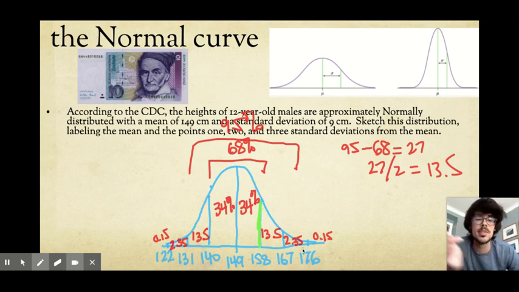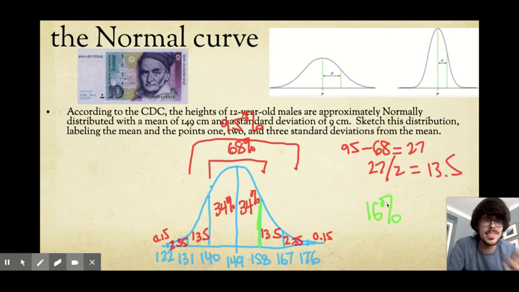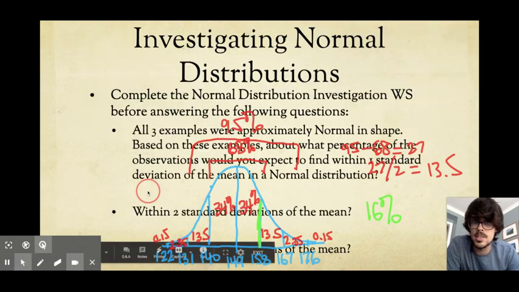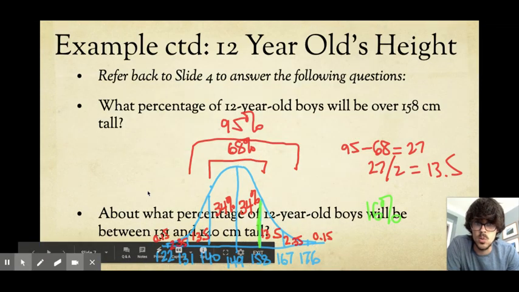Alternatively, you could go ahead and subtract out all the ones you don't want. I know that's going to be 50 for the whole left half, and then another 34 is 84. So that's 16% for these ones right here. So that problem, which asked about the over 158, it's going to be about 16% of 12-year-olds that will have that height. So let me tab back ahead and figure out what the next question says.